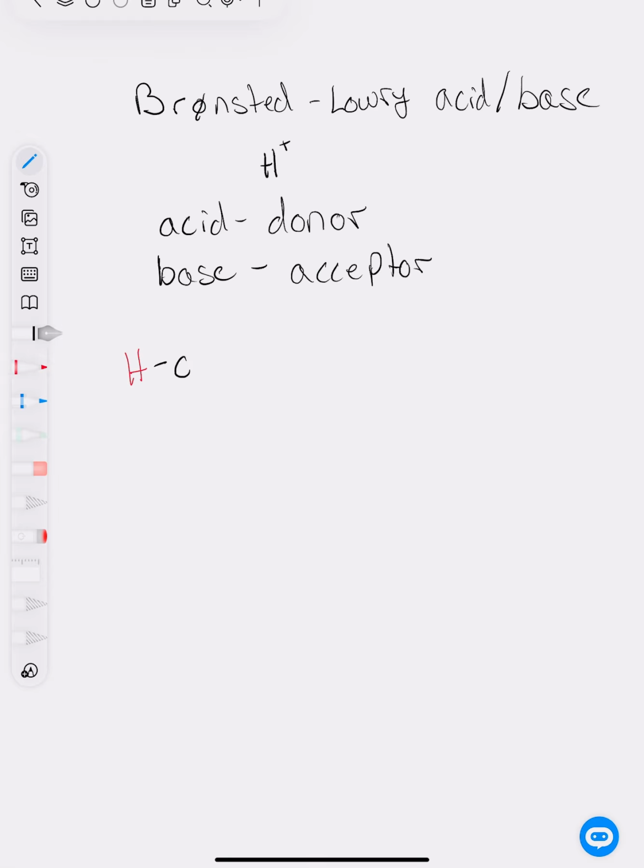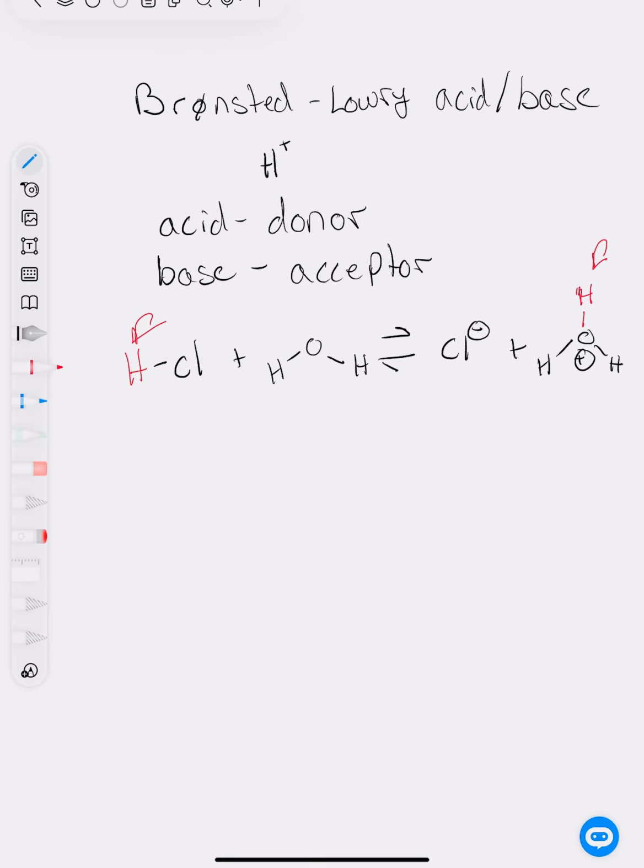So what that looks like in a reaction, you can have something like HCl, where the H is the proton donated, plus water gives us Cl minus plus H3O plus, where the H is the proton that was transferred both times.